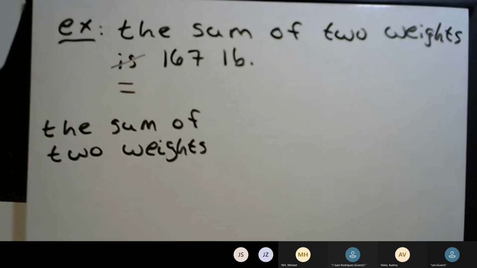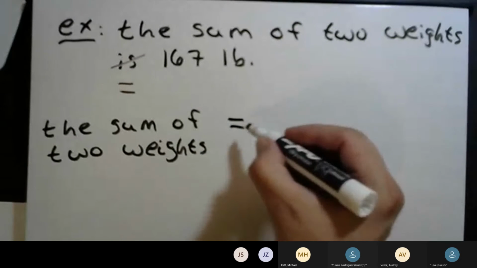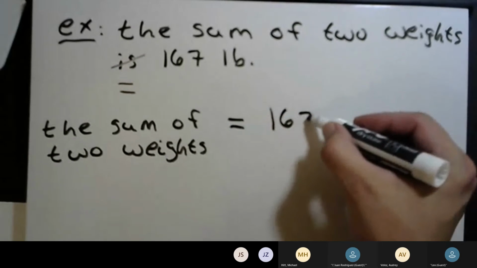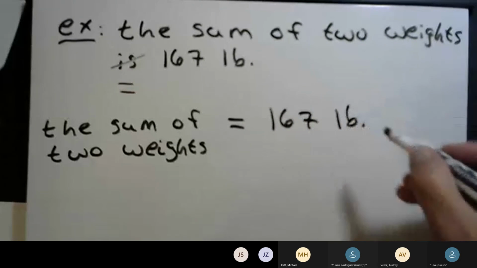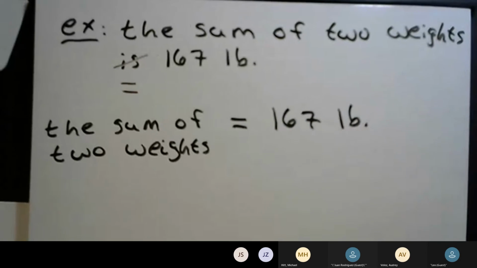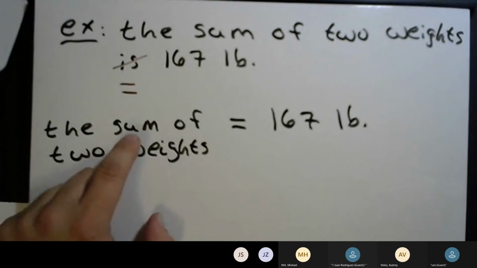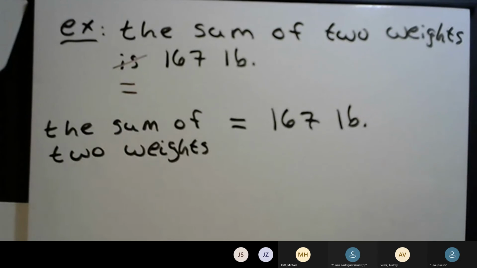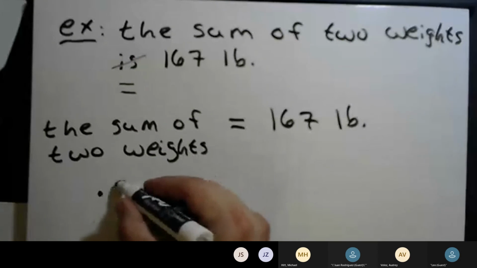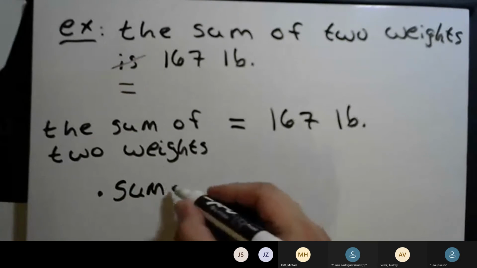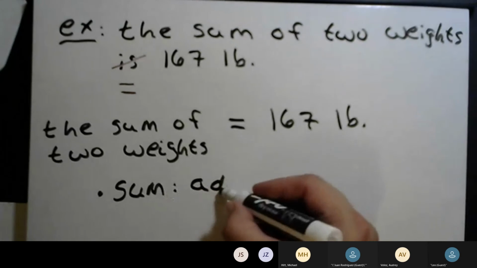So the sum of two weights is 167 pounds. Well, I think it does get us somewhere, because now we're starting to see the equation take form. Now, what do we do with this? Well, the word sum means we're adding two things. What are we adding? We're adding two weights.